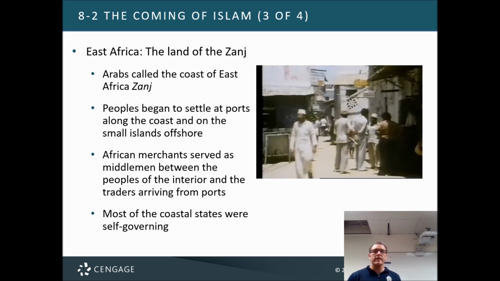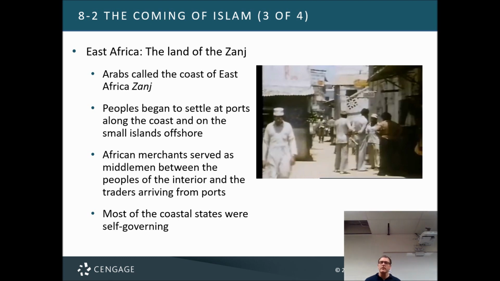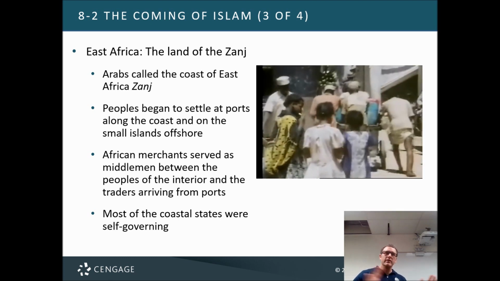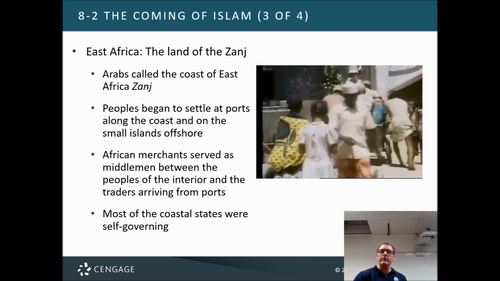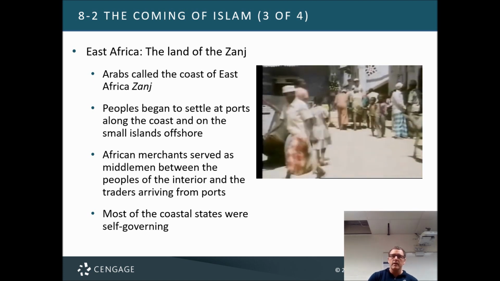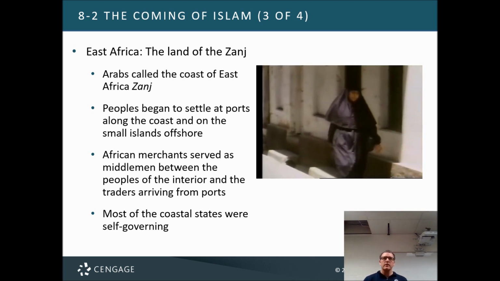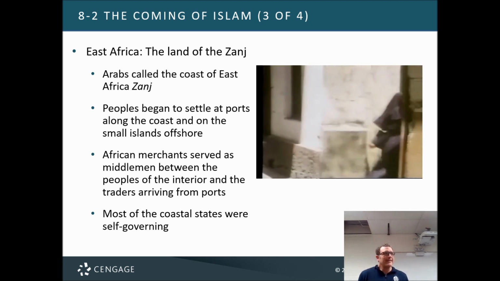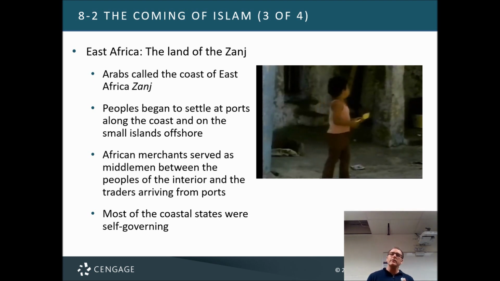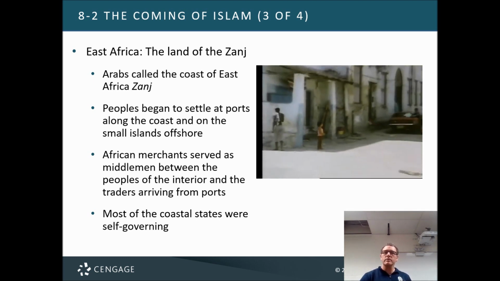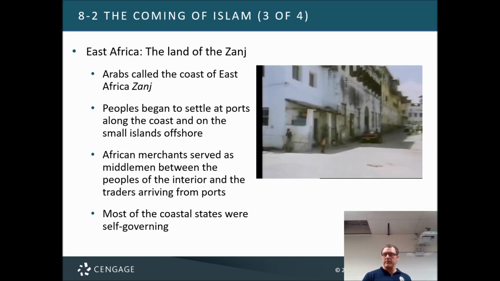Most of the coastal states had their own form of self-governance, and sometimes towns and city-states would group together under single authorities, but really they had their own home rule. The height of this would be around the 12 or 1300s. But of course, a lot of this is going to change with colonization.